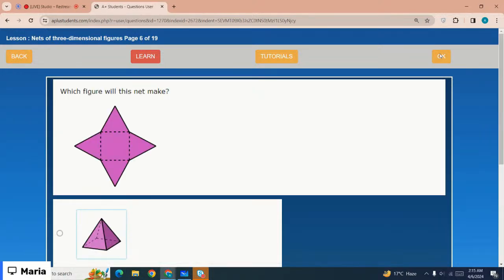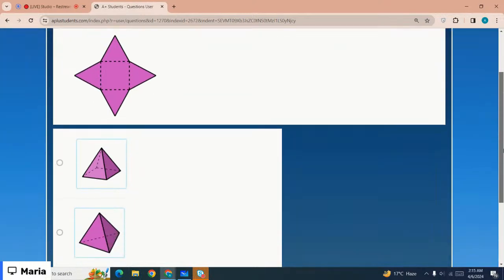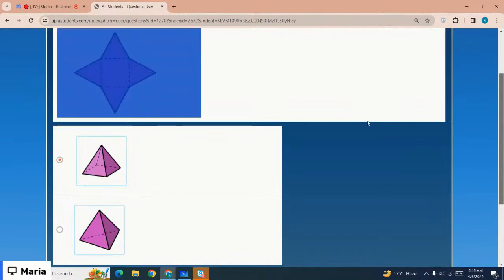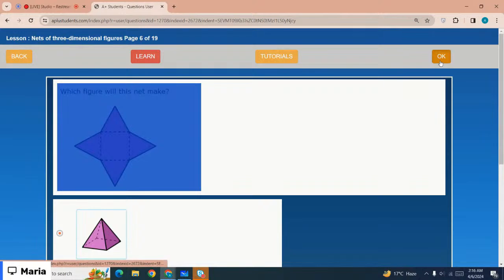Which figure will this net make? Which is the correct option, one or two? Yes, option number one is the correct option because option one has the square base, right? Option number one is the correct option.